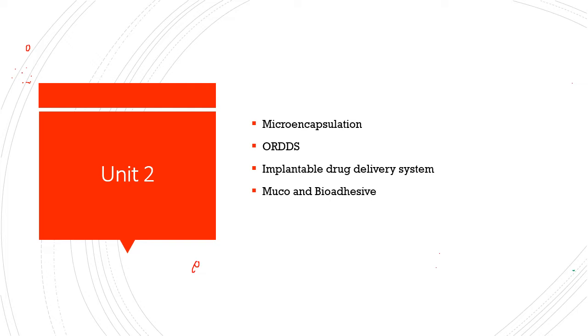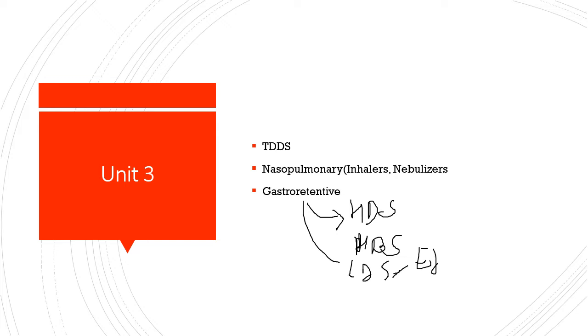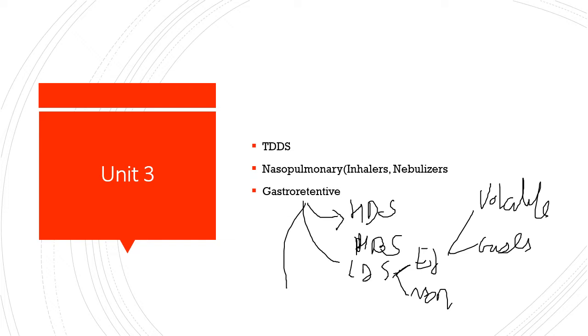The next you have is unit number 3. Unit number 3, you have gastroretentive drug delivery system, whereby you have high density floating system, hydrodynamically balanced system, low density floating system, which can be either effervescent or non-effervescent. Effervescent can be either volatile liquids or gases. The other systems that you have are mucoadhesive as gastroretentive. You have osmotic release, ion exchange.